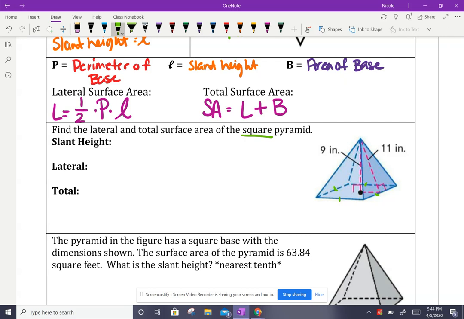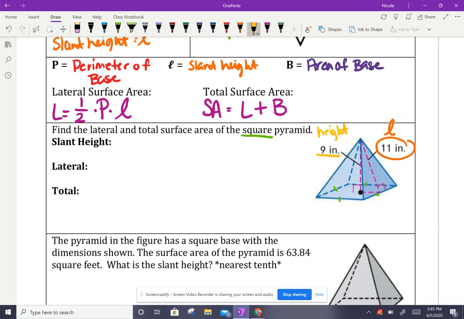Now, we have two different pieces of information. We have one that says 9 inches and one that says 11 inches. The slant height, remember, goes along one of those lateral faces. So it's going down the side of the pyramid, like it was sliding down the side of the pyramid. So this 11 inches is your slant height. The 9 inches that's provided is your height that is perpendicular to the base. So we have the height that is perpendicular to the base, and it hits right at the center of the base. And then we have the slant height, but we don't have any information about our base.